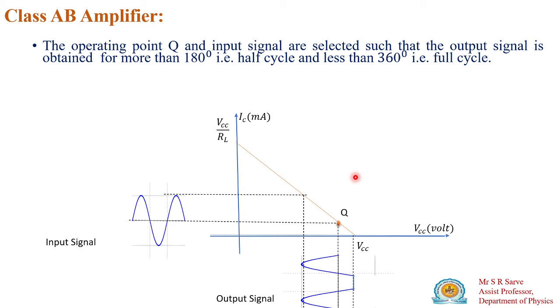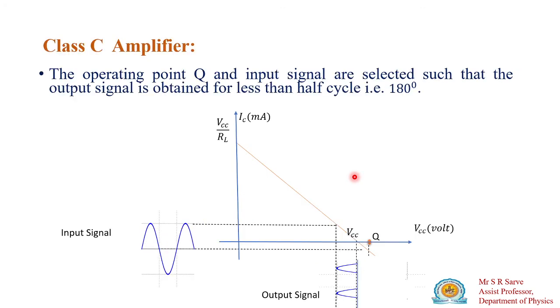Next is the class C amplifier. What is the class C amplifier? If you provide the input signal to the class C amplifier, it amplifies the signal but the output contains less than a half cycle, meaning the output consists of less than 180 degrees of the signal. Observe here that the operating point goes below the VCC axis, or below the voltage across collector emitter axis.